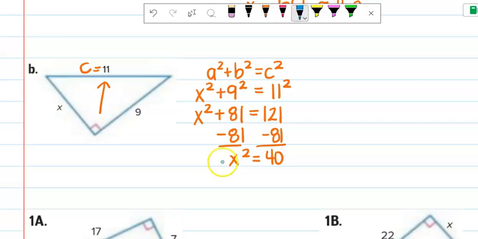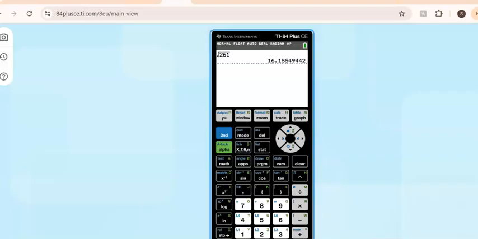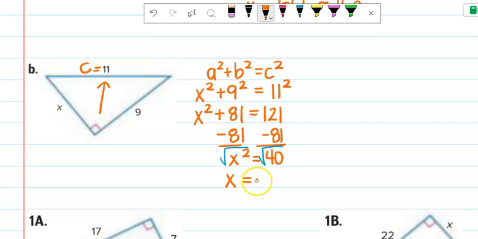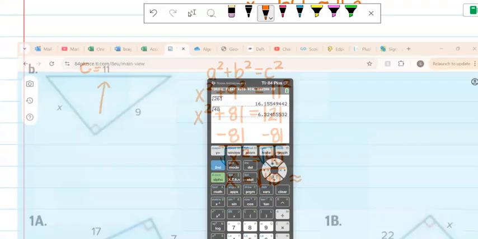And then again, we have to get rid of that square, so we square root. Okay, we type this in our calculator. Again, second x squared. 40 is not a perfect square, so we can either say the square root of 40 or rounded to 6.3.